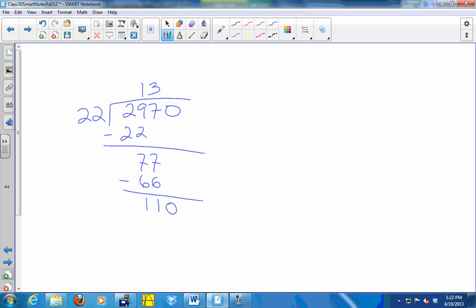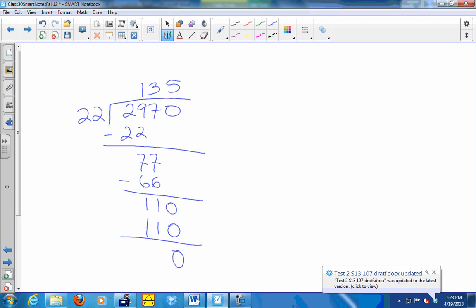Now we use this word goes into. I'm going to rephrase it so that it'll make more sense when we do it with polynomials. Instead of saying 22 goes into 110 how many times, I'm going to say 22 times what gives you 110. Same question, I just phrased it differently, right? So 22 times 5 gives you 110. So I'm going to put the 5 here. 5 times 22 is 110, and subtracting gives 0. Once you get a number down here that's smaller than 22, you know you're done. And if it's 0, it went in evenly. So that means that 2,970 can be written as 22 times 135.